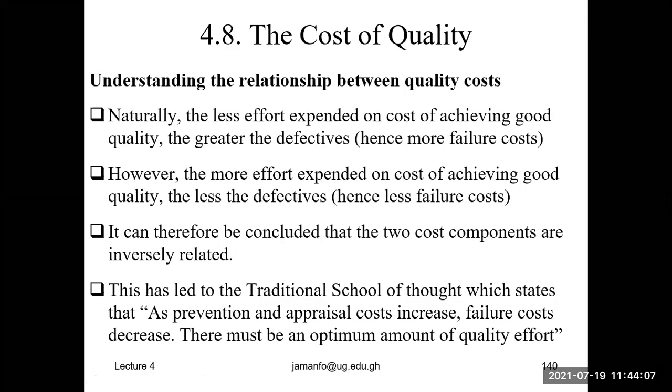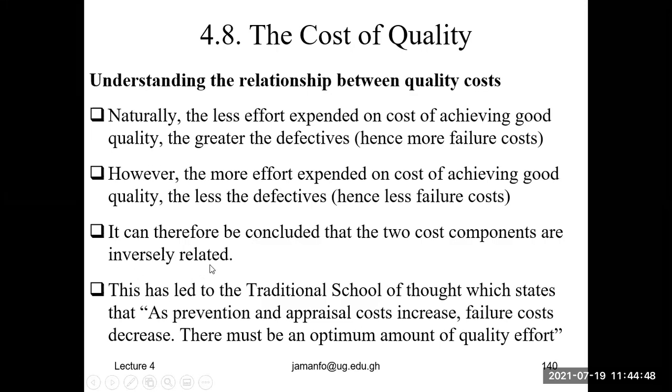What is the relationship between quality costs? Naturally, the less effort expended on the costs of achieving quality, the greater the effectiveness. So if we are in a company and we are spending less to achieve quality, what it means is that our quality costs may go up. However, the more effort expended on the cost of achieving quality, the less failure we are going to get. It can therefore be concluded that the two cost components are inversely related.